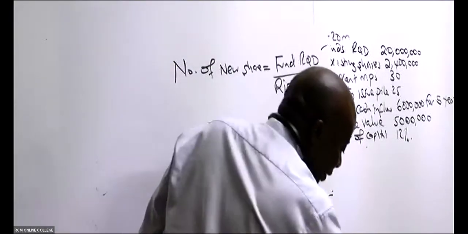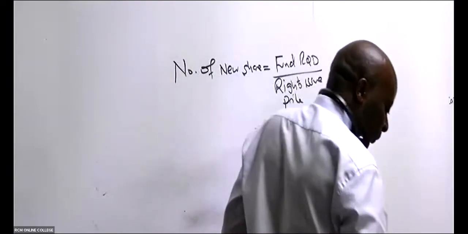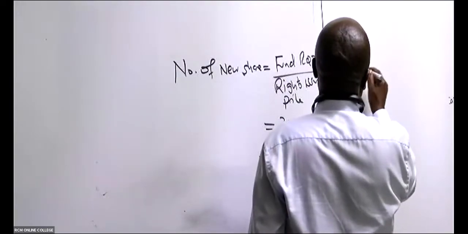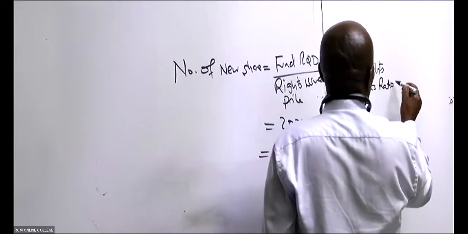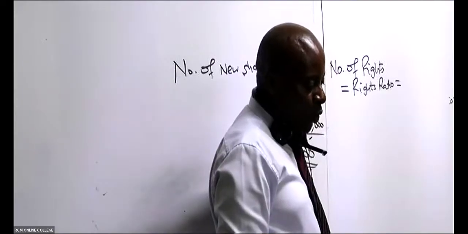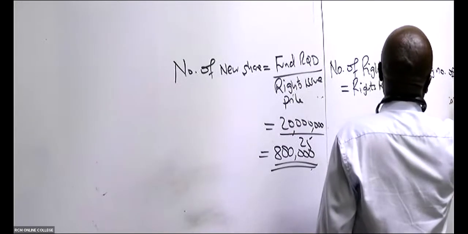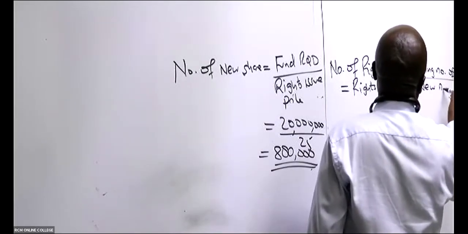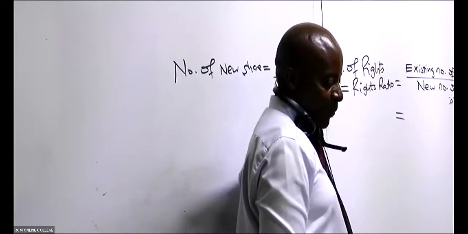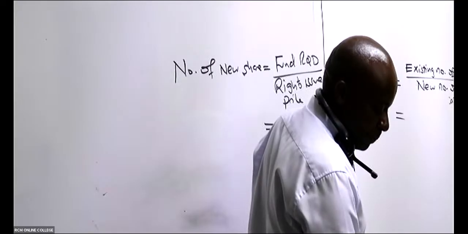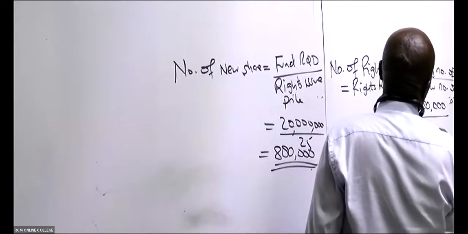So after you get this, you should be able to give us now the number of rights. How do we get number of rights? Very easy. This number of rights, we also call rights ratio. To get the rights ratio, we normally take the existing number of shares, all over the new number of shares. So existing number of shares, how many are they? 2.4 million, isn't it? Divided by the new number of shares that you've just gotten here.